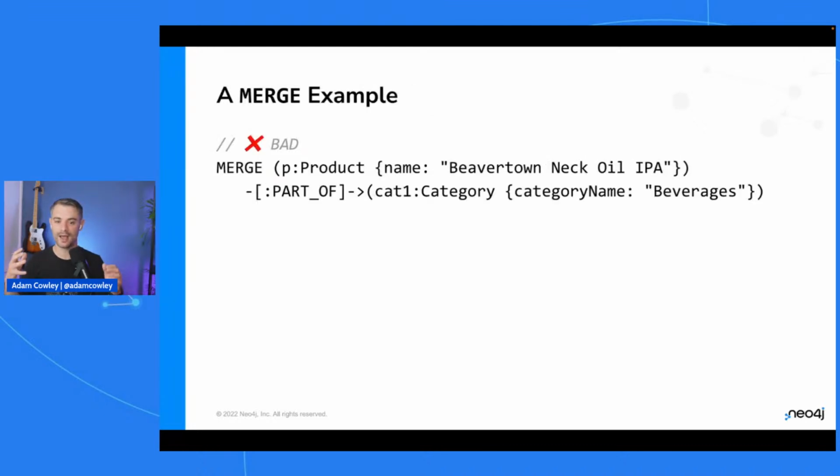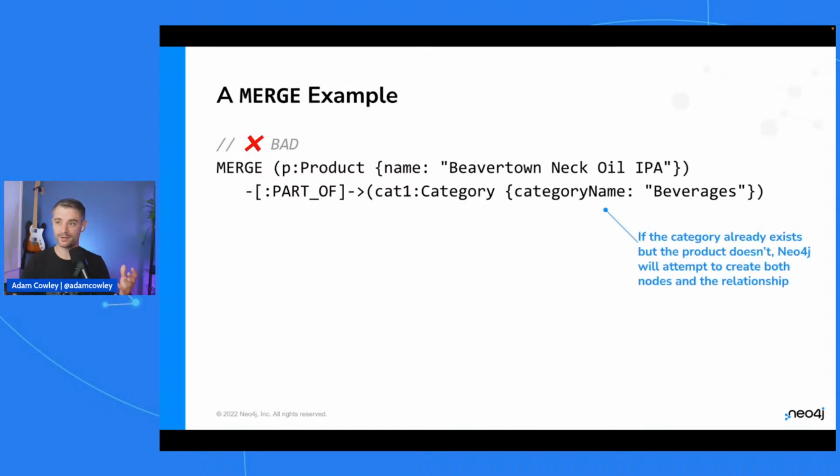So let's take a look at a bad example. Here we're trying to merge a product node, which is part of a category, with the name of beverages. So why is this bad? Well, if one of these elements does exist but the other one doesn't, then it will try to create the entire thing.